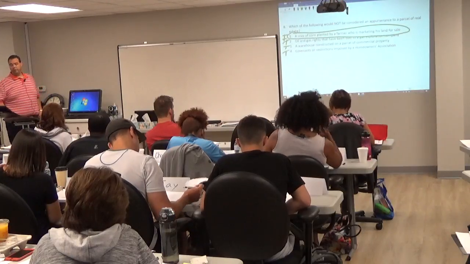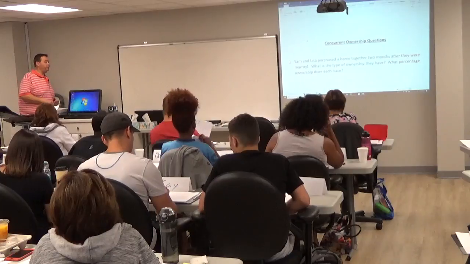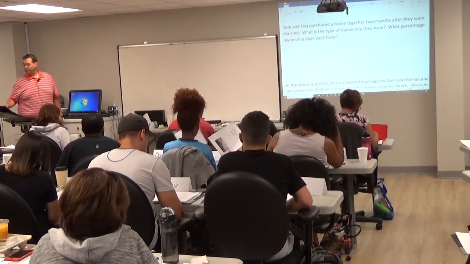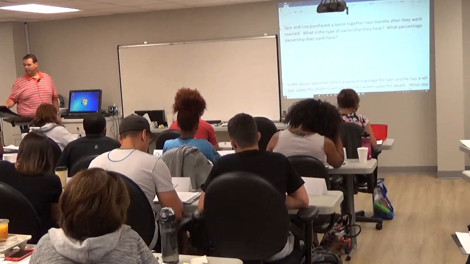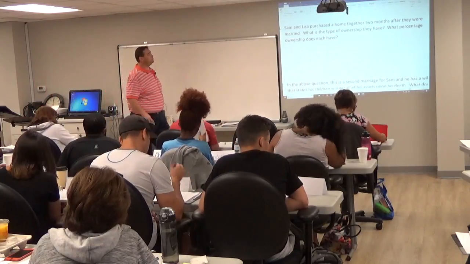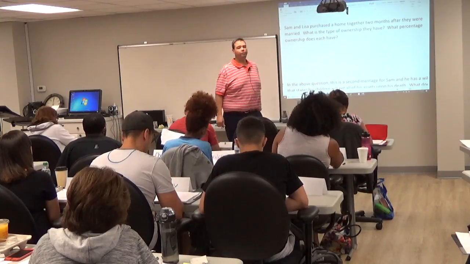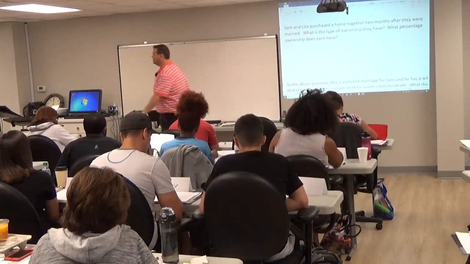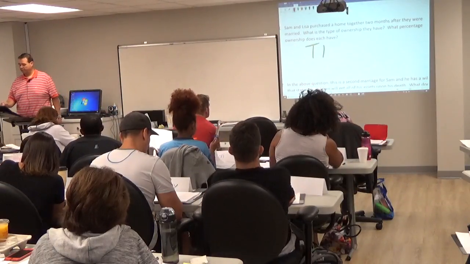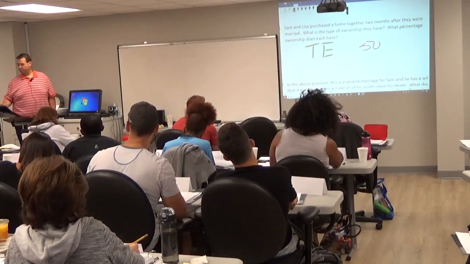So these deal with the different types of concurrent ownership: tenancy in common, joint tenancy, tenancy by the entirety. Number 1, since Sam and Lisa purchased a home together 2 months after they were married, what's the type of ownership they have? Well, what is it? Tenancy by the entirety, so that's the answer to the first half of the question. And then what percentage of ownership does each have? 50%.